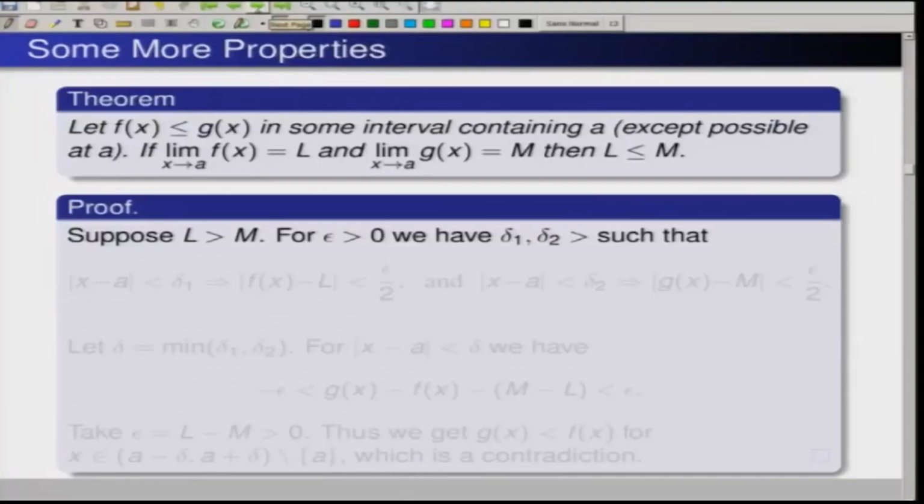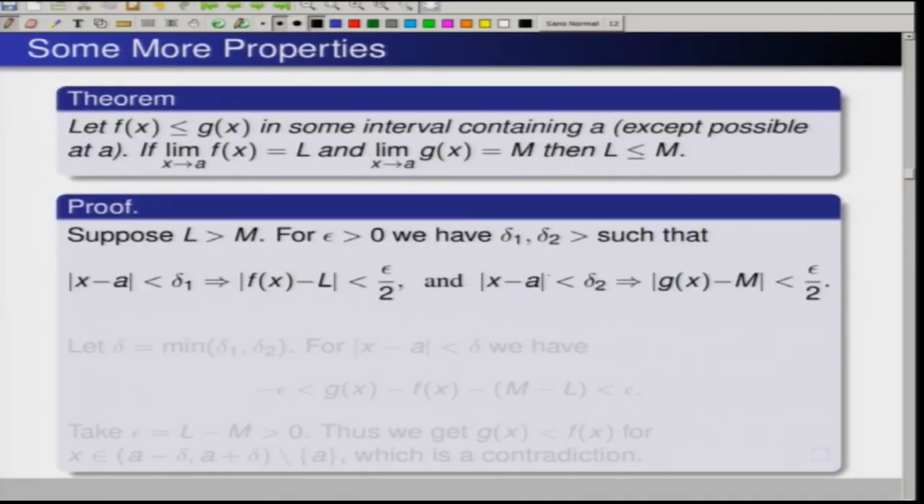So, suppose we take L bigger than m, because what we want to prove is that L is lesser equal to m. Suppose L is greater than m, then we must arrive at a contradiction. Now, for every epsilon positive, we have delta 1 and delta 2 such that mod x minus a less than delta 1 will imply mod f of x minus L is less than epsilon by 2, and mod x minus a less than delta 2 will imply mod g of x minus m is less than epsilon by 2.